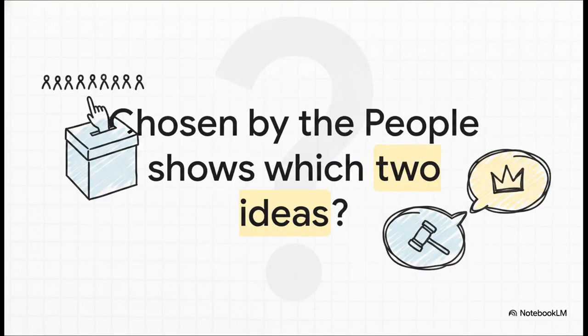Okay, question 2. When Article 1 of the Constitution states that the House is composed of members chosen every second year by the people, which two core democratic ideas are interacting here? You have 8 seconds to figure this one out.